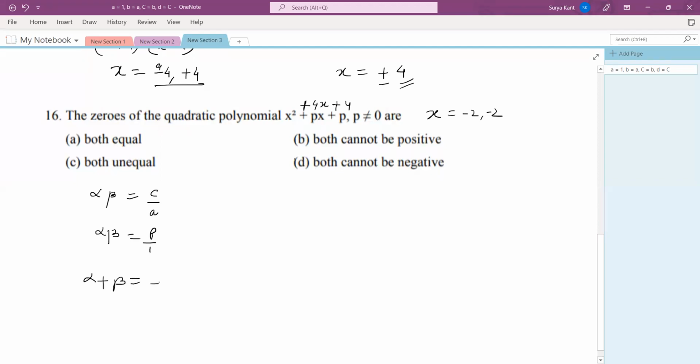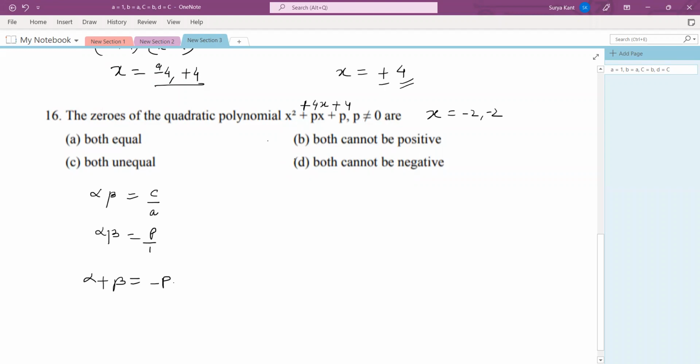equals minus b by a, which is minus p. So we get here the sign is negative, and both have the same signs, and hence the zeros are negative. Which option is correct? Both cannot be positive. So that's B only.